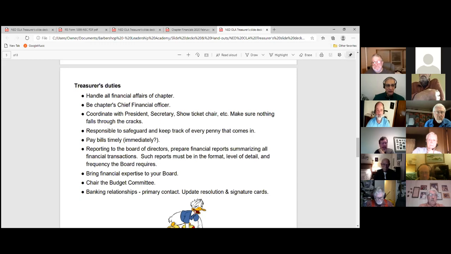Another treasurer's duty is to be the budget committee chairman. Your budget committee is people that you pick, or your president picks, or you pick together, that you feel have some expertise in setting a budget for the coming year. So it can be just one person. If you're the only guy who really knows about what's going on or cares, you are the budget committee. But you're always the budget committee chairman.